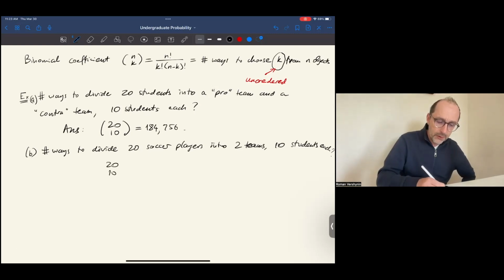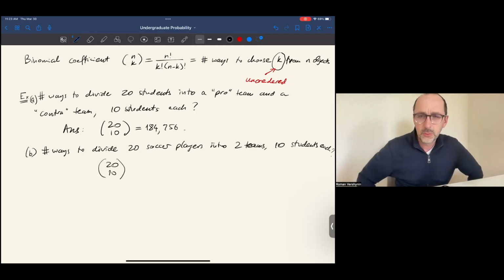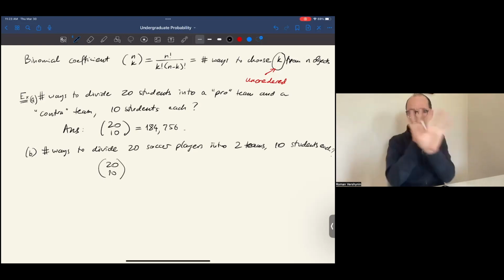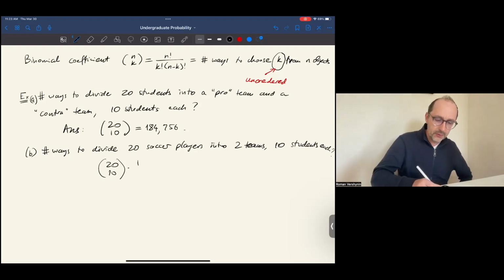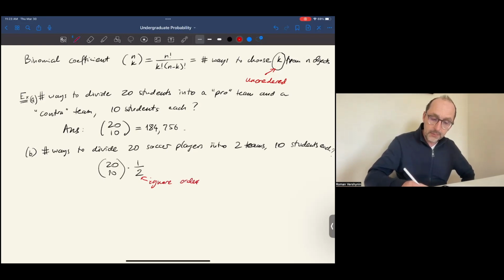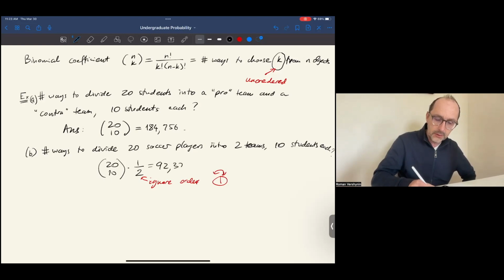And so this number that we computed in the first part overcounts the number of ways by a factor of 2. We count this and this as two different ways, and we shouldn't have. So the answer should be divided by 2 to ignore the order between the teams themselves. And that number is 92,378.